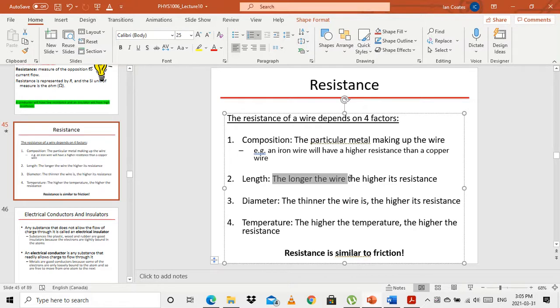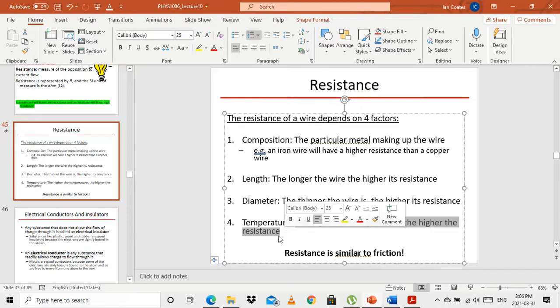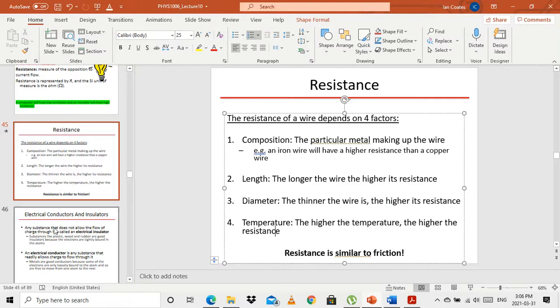Temperature. The higher the temperature, the higher the resistance. We're going to get into where we take helium down to like 2 or 3 degrees Kelvin, and you'll see some of the things that happen. But the hotter something gets, the less likely electrons are going to flow through it. The cooler something is, the more likely electrons can flow through it. And resistance is similar to friction.